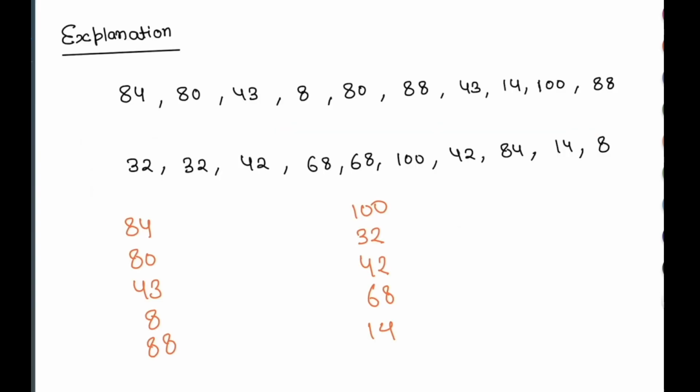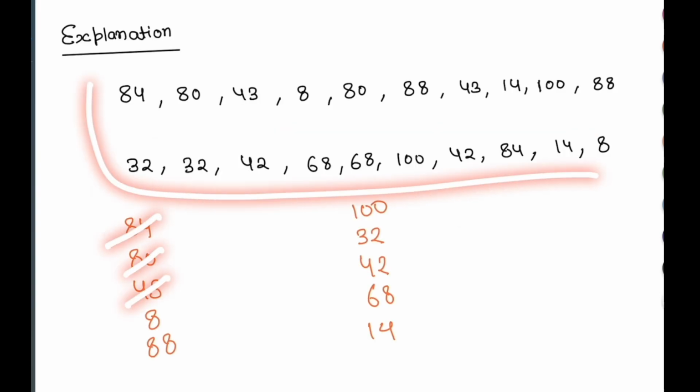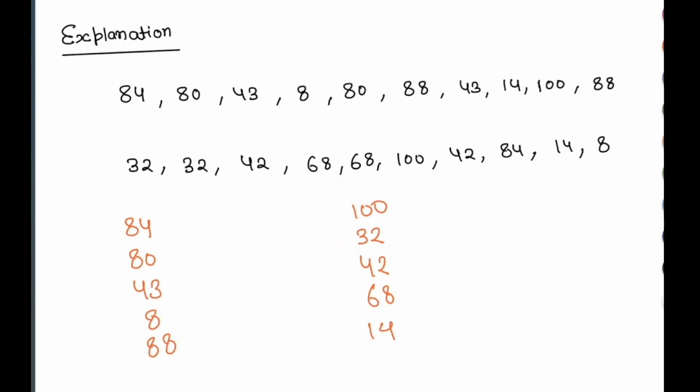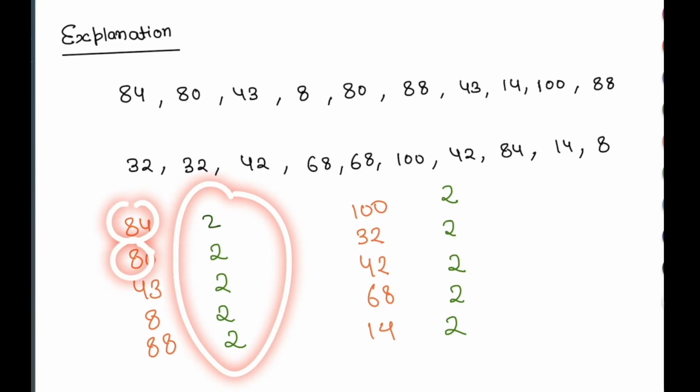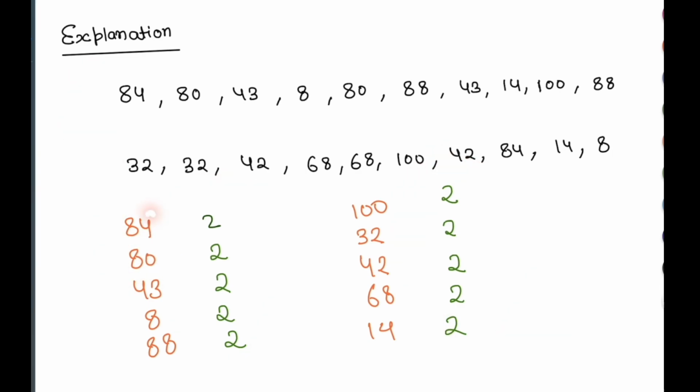The different elements we have in both the arrays are 84, 80, 43, 8, 88, 100, 32, 42, 68, 14. These are all the different elements we have. And if we talk about the count of each element, all the elements are present 2 number of times if we talk about both the baskets. For example, 84 is 2 number of times.